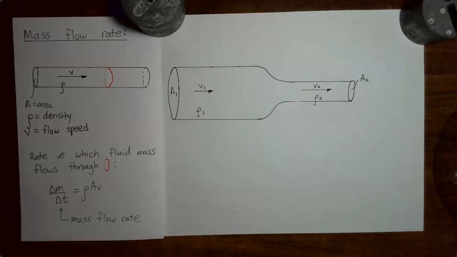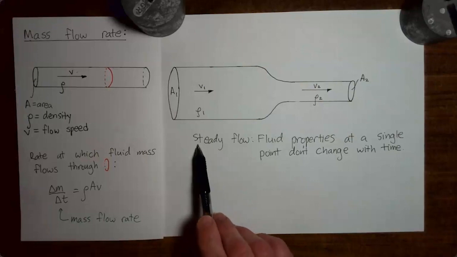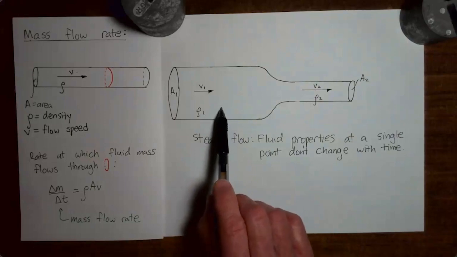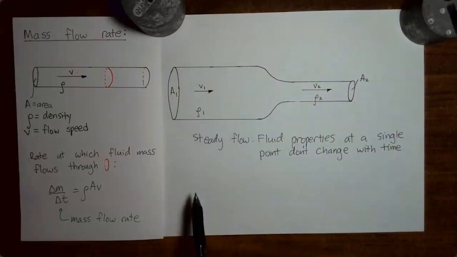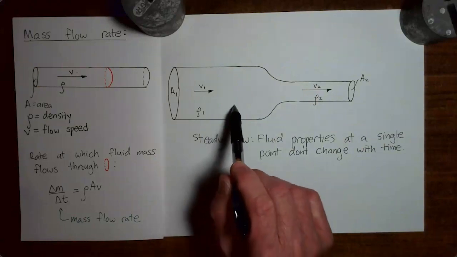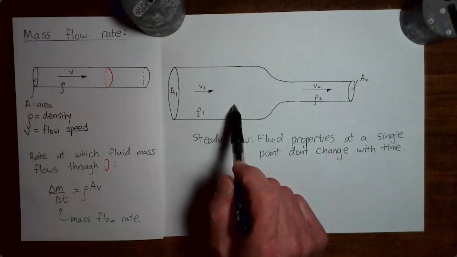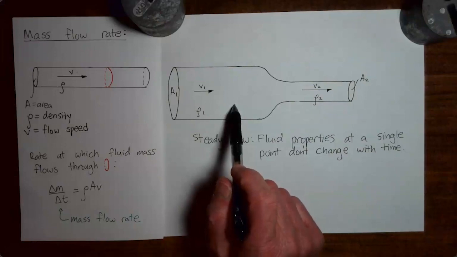The first assumption we will use is the assumption of steady flow. The assumption of steady flow means that the fluid properties at a particular point in the flow do not change with time. So for example, let's say that I'm looking at this particular point right here, and at this point, I measure the flow speed, the density, the area, the temperature, whatever. If the flow is steady, I can measure all of those properties and then come back a little bit later and find that all of those properties are still the same.